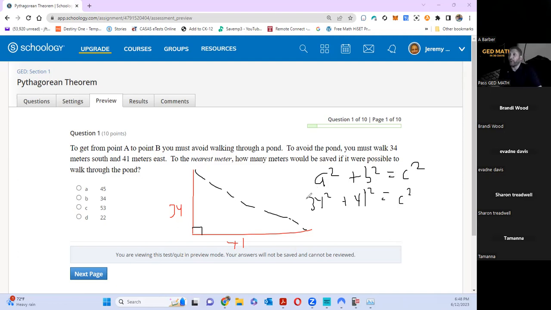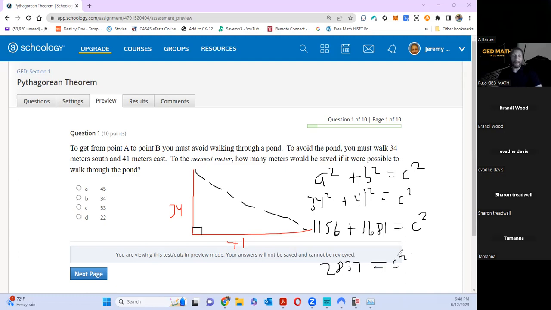Who the heck knows what 34 squared is? I don't know. You got to use your calculator. Somebody tell me, what is 34 squared? Not 34 times 2, squared. I'm sorry. What's 34 squared? My bad. That's 1156. What is 41 squared? That's 1681. What is 1156 plus 1681? 2837.